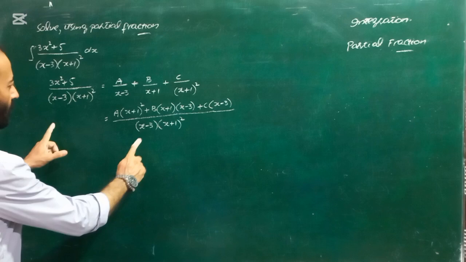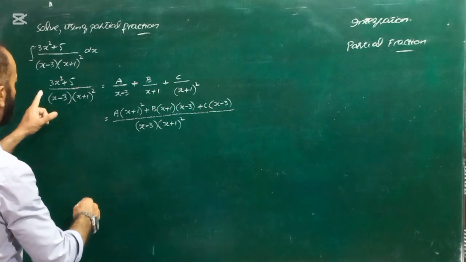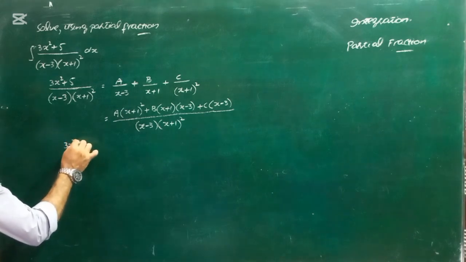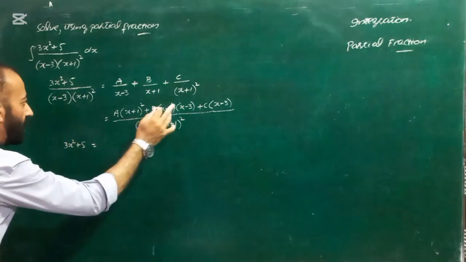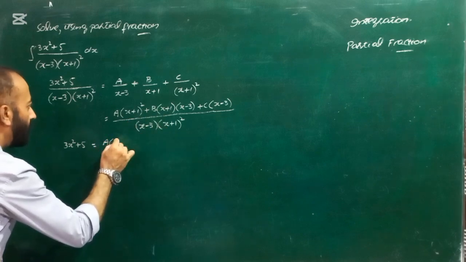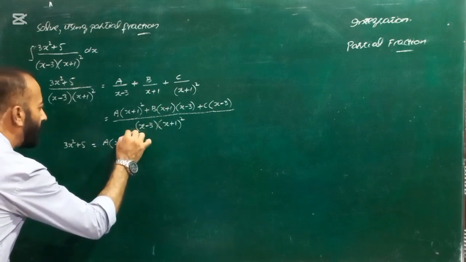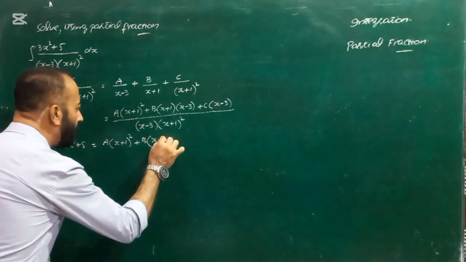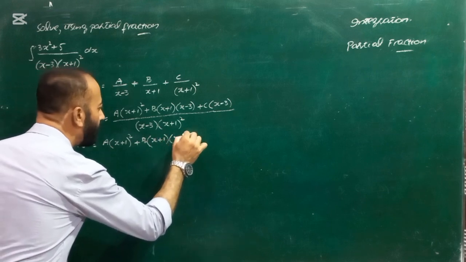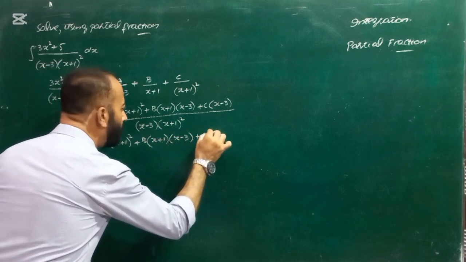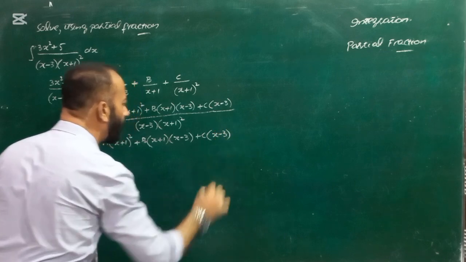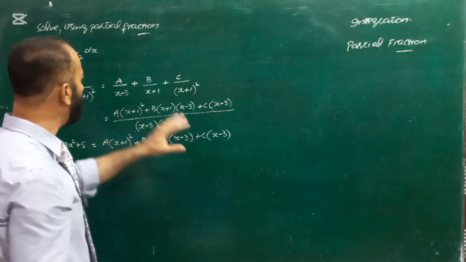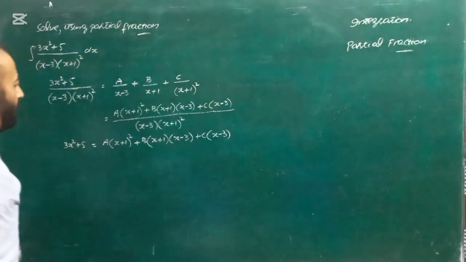If you can see, on both sides the denominator will be cancelled, and on the left hand side 3x square plus 5 is left, and on the right hand side this full factor is left in the numerator. So A into (x plus 1) whole square plus B into (x plus 1) into (x minus 3) plus C into (x minus 3). Actually now we are going to find the values of A, B and C, and the things will be easy then.